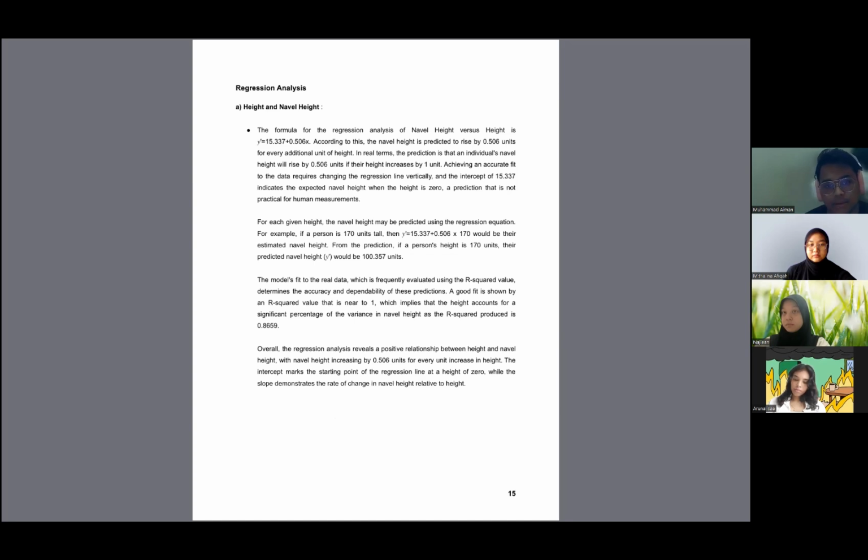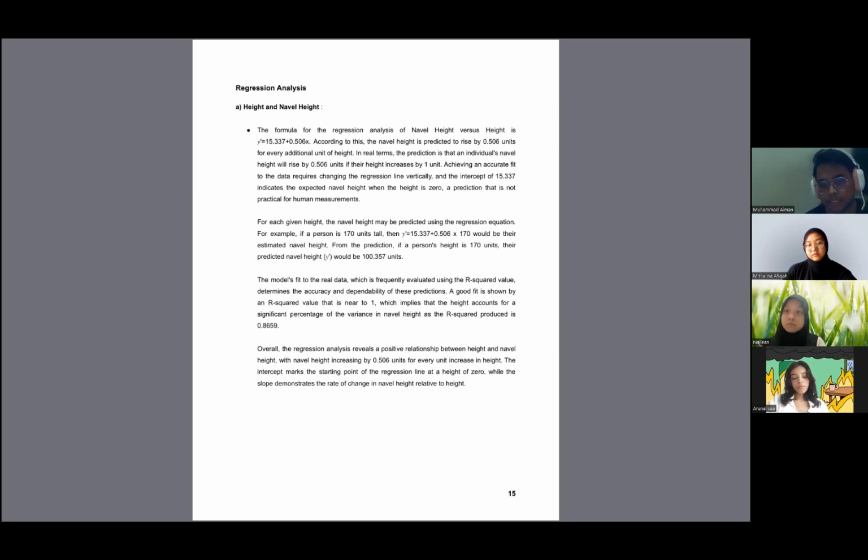And lastly, for the regression analysis, first one for height and navel height, the formula for regression analysis of navel height versus height is y is equal to 15.337 plus 0.506x. And according to this, the navel height is predicted to rise by 0.506 units for every additional unit of height. In real terms, the prediction is that an individual's navel height will rise by 0.506 units if their height increases by 1 unit. For each given height, the navel height may be predicted using the regression equation.